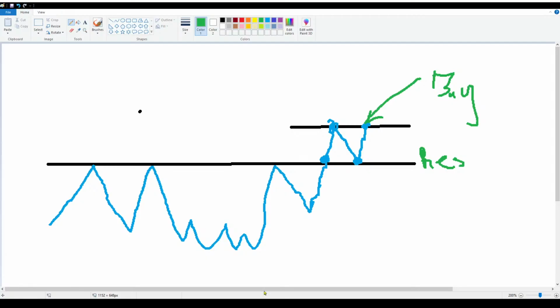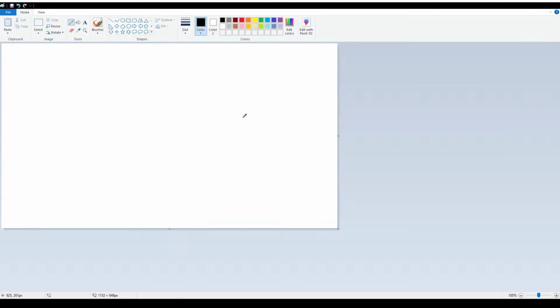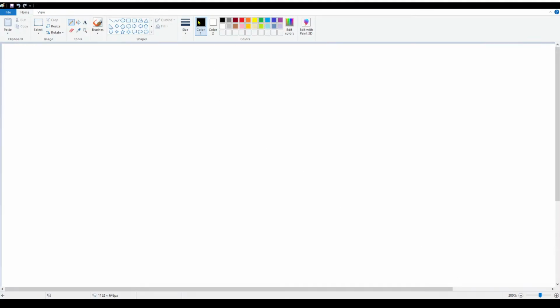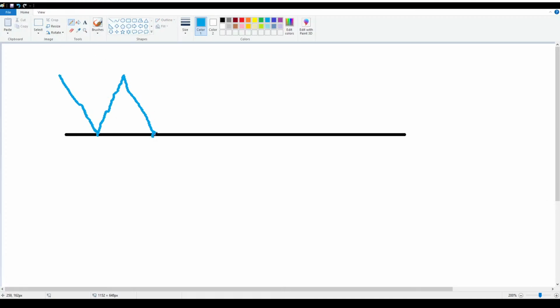Okay, so let's make the same example, but on the downside. It's the exact same thing, guys. So let's start over. Let's say you've got a support level like this. All right, we're together. Now in this support level, you can see that the market was bouncing off of this support level, bouncing off the support level again and again. Then it comes back up.